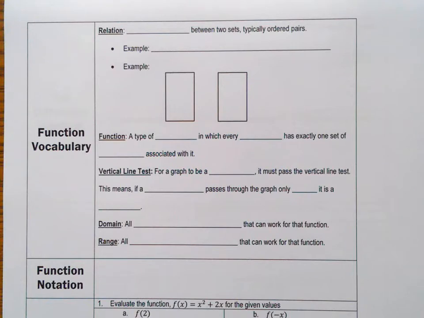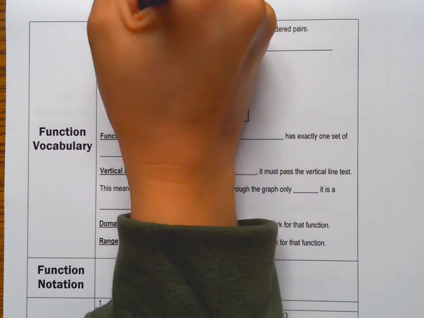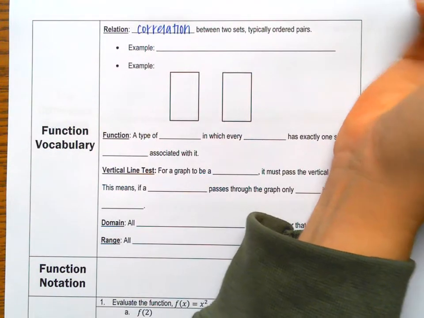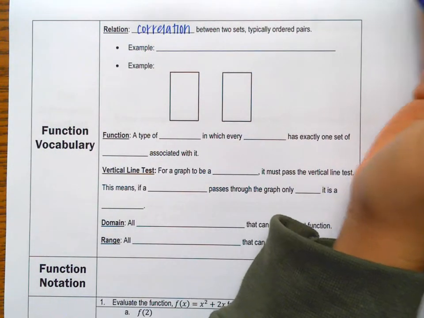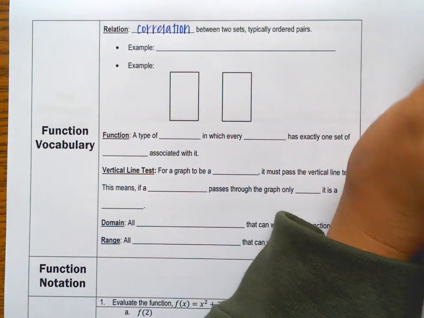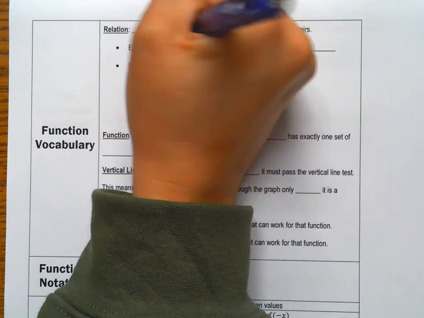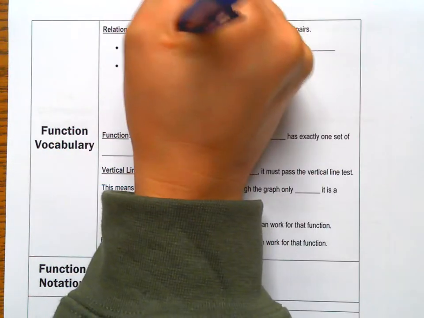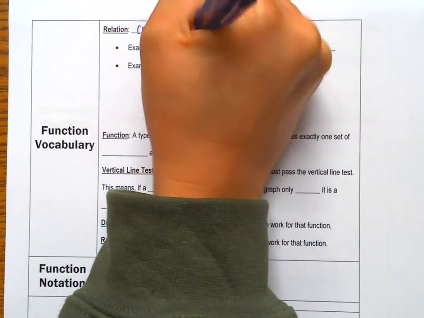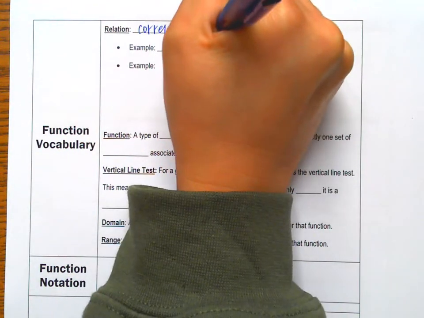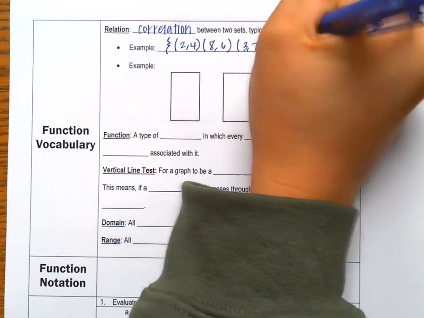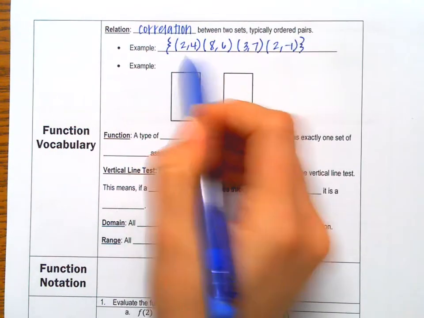So a function, before we can talk about what a function is, we have to talk about what a relation is. So a relation is a correlation between two sets. Typically, we're talking in this class about a correlation between two ordered pairs. So an example of a relation, you would write it in set notation. So that means you're using what we call braces. And it would be like (2, 4), (8, 6), (3, 7), and (2, -1). So this is an example of a relation.